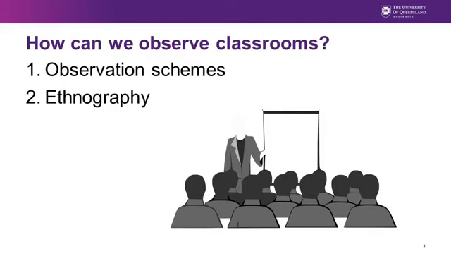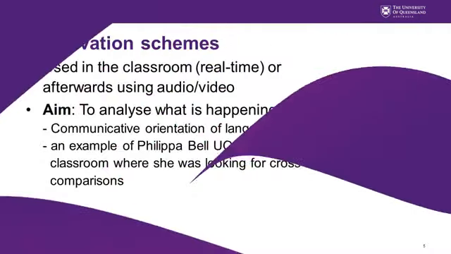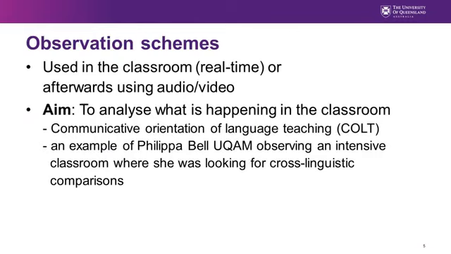First, let's talk about observation schemes. What is an observation scheme? It is a method of observing classrooms using a set of predetermined categories to record teacher and students' activities in the classroom. Observation schemes are often developed before the data collection is conducted. These schemes are then used in the classroom in real time or afterward using audio or video recordings of the classroom. The purpose of observation schemes is also to analyze what is happening in the classroom.